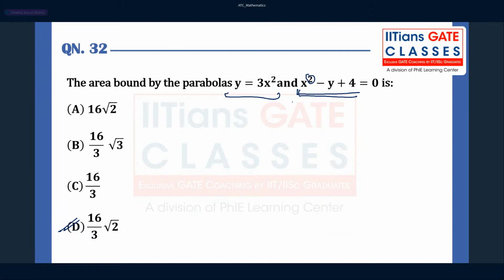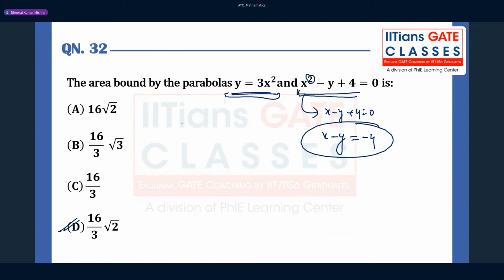Understood? So it should be like x minus y plus 4 equal to 0, or you can say that it might be 2x. Then it will be nothing but x minus y equal to minus 4. So this will be the line and this is the parabola. Then you can solve this. Otherwise, you can leave this question because there is a mistake in this question.